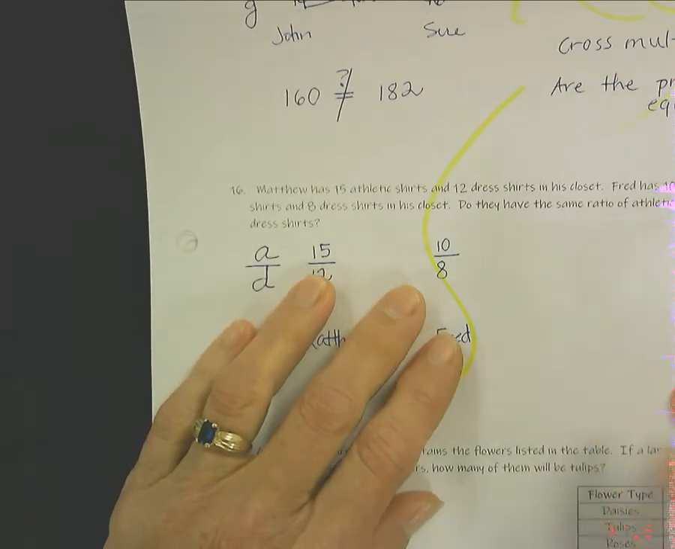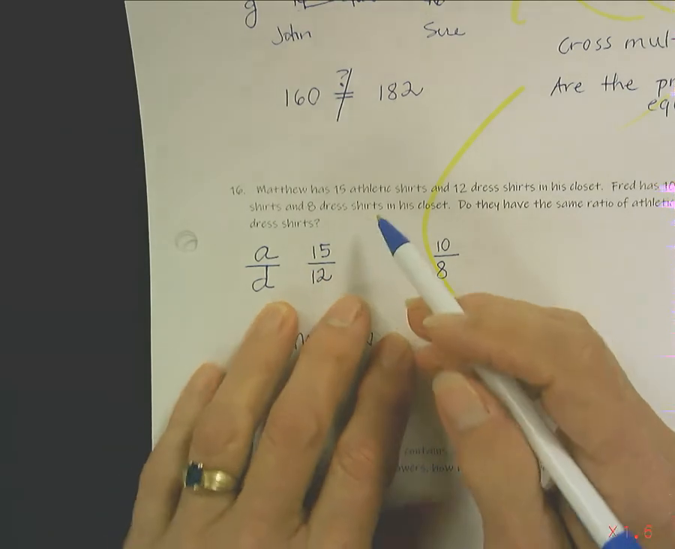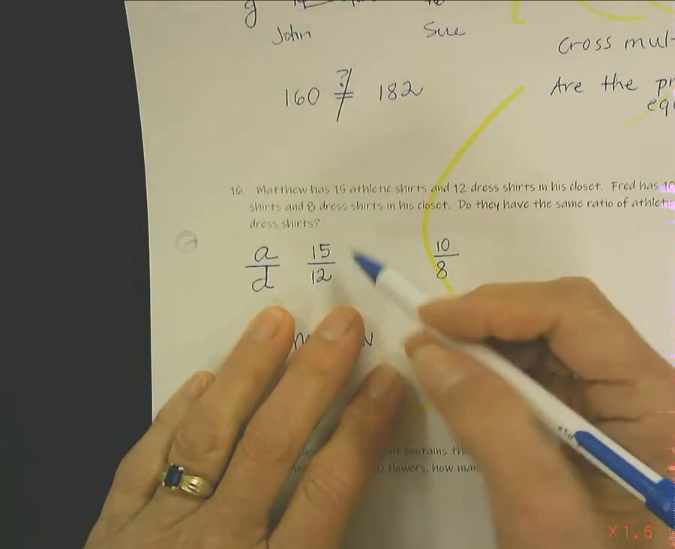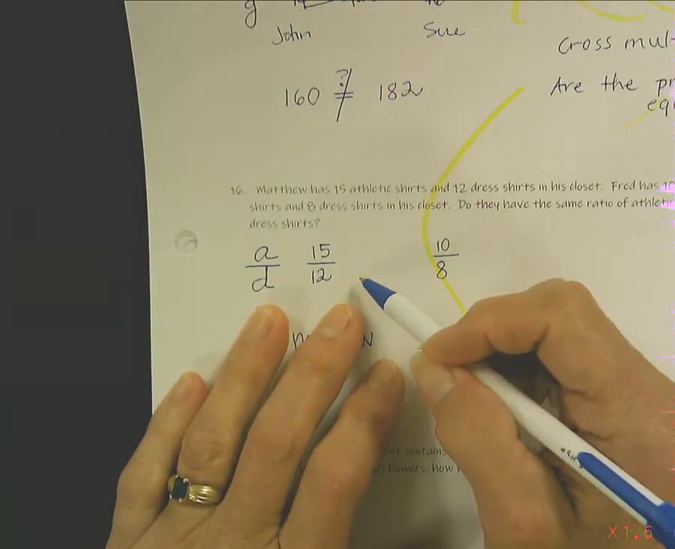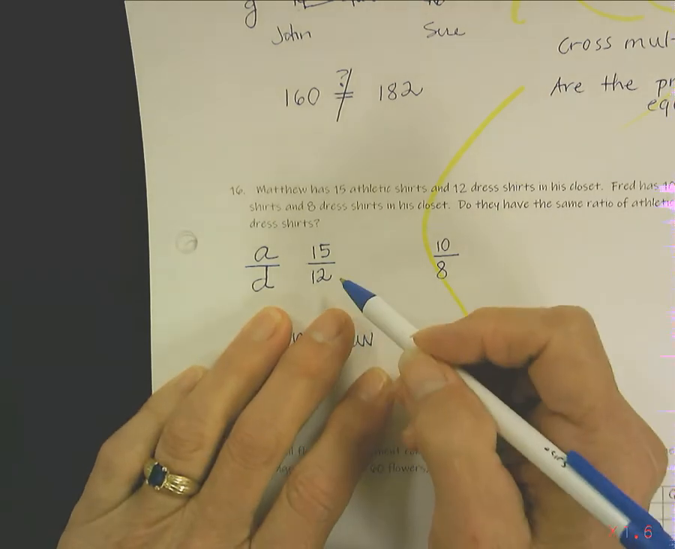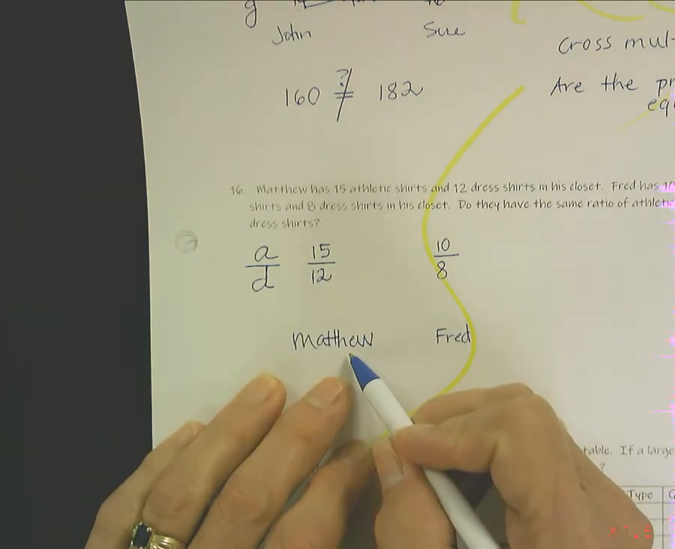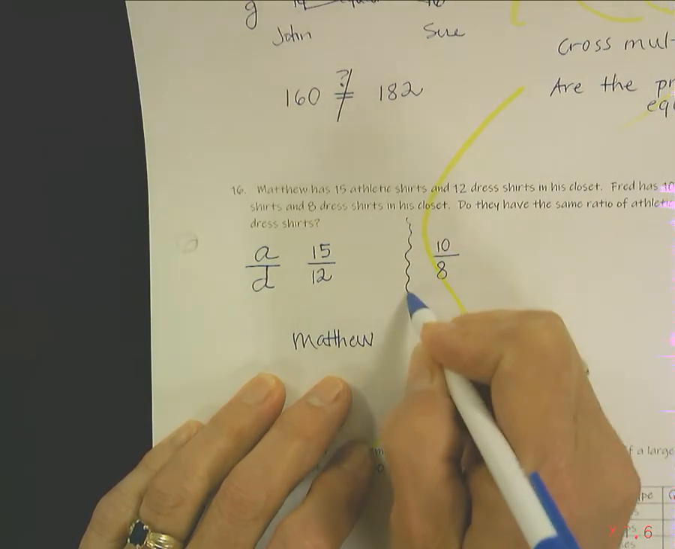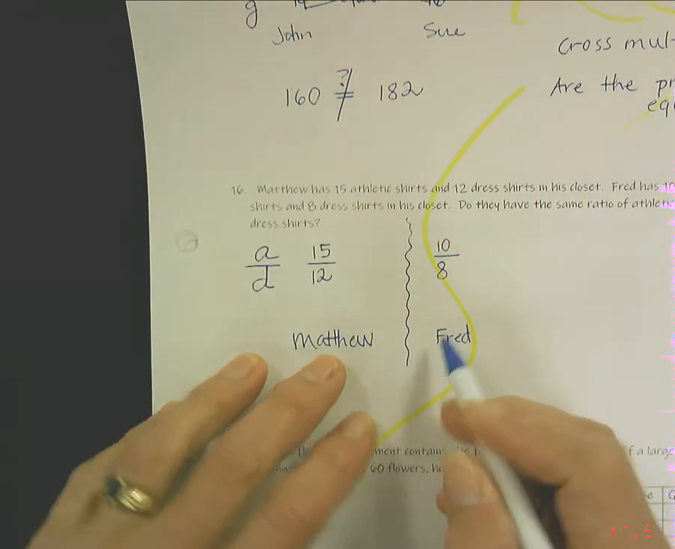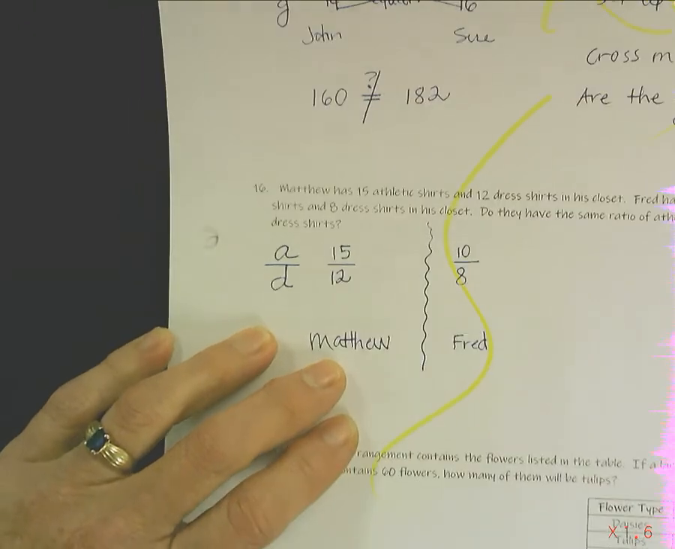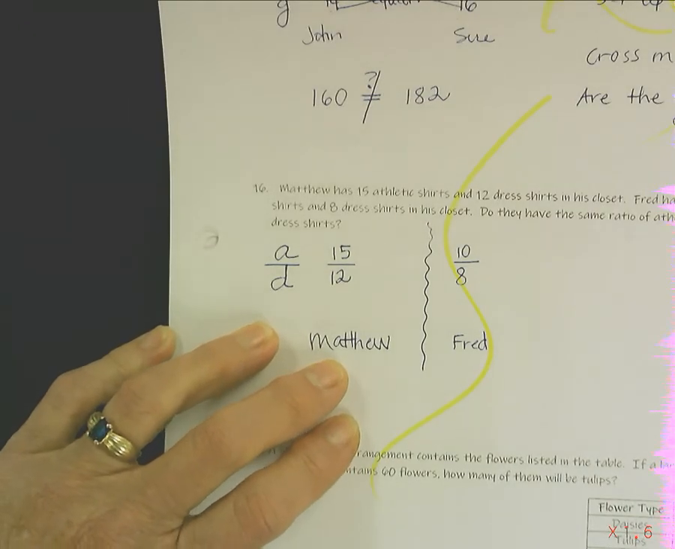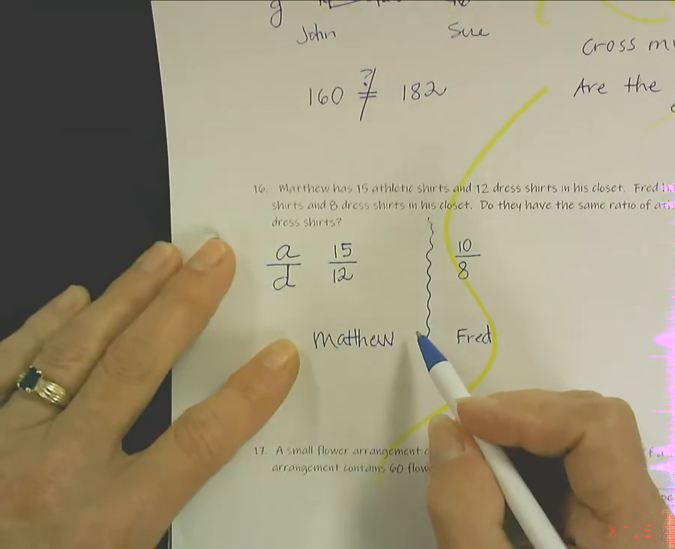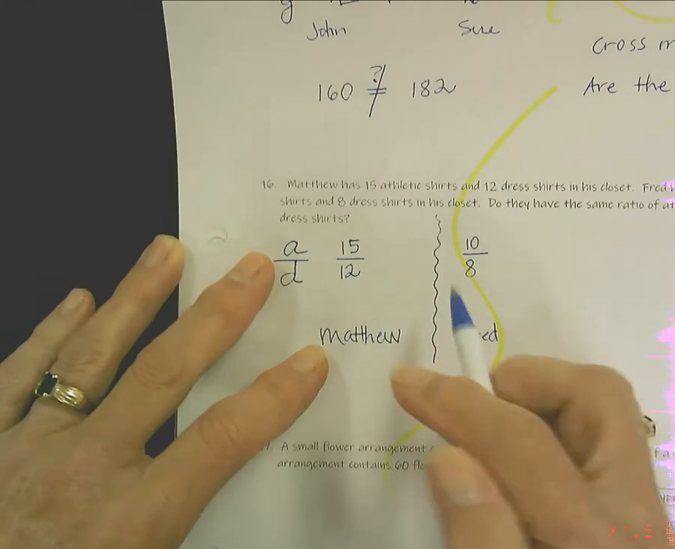Okay, so taking up where we were yesterday, we see from reading this that we're comparing athletic shirts and dress shirts. Matthew has some and Fred has some. So I'm going to put a little squiggle here, just keeping the two guys separate. All right, so put your calculator away. I want you to listen and look at what we're doing here.